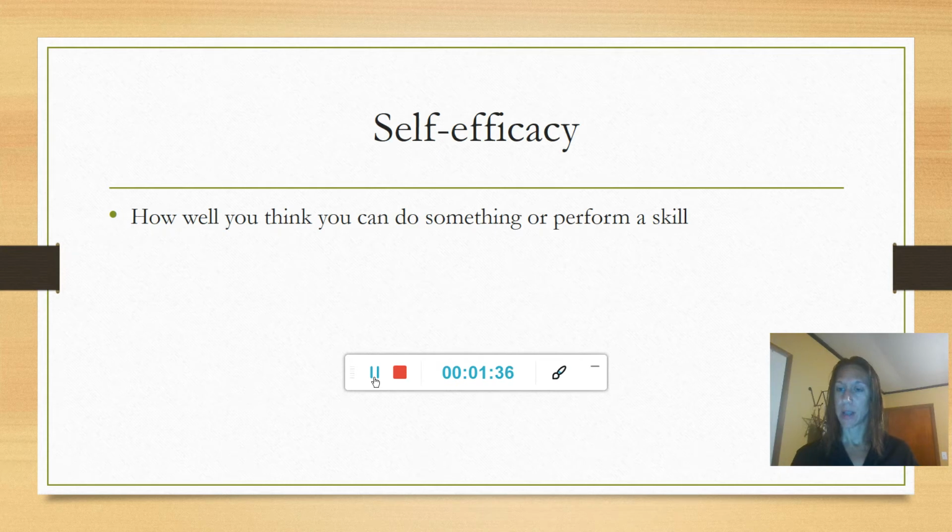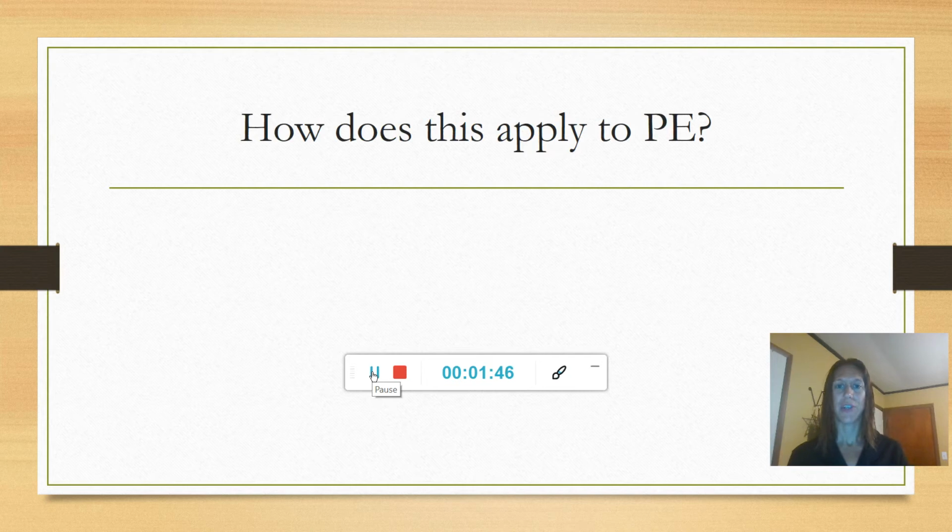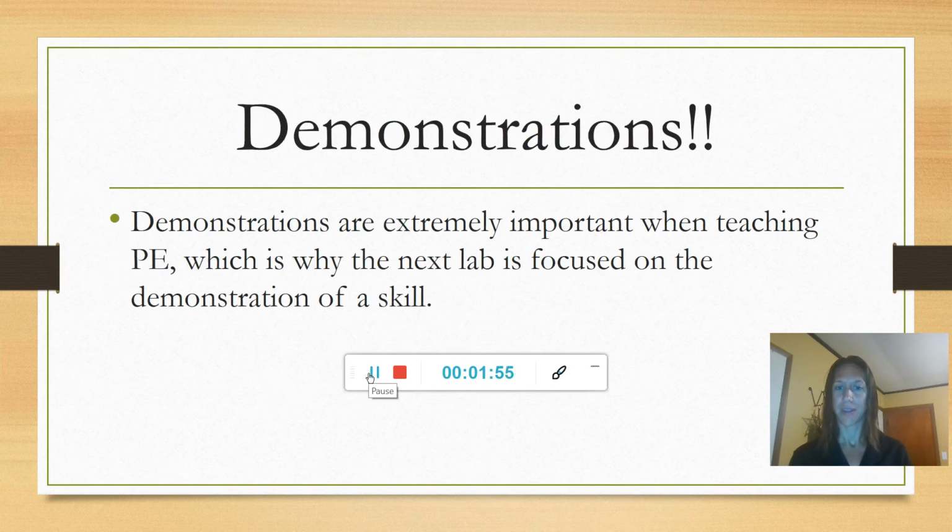Both of these things come into play when we're teaching physical education and when we're doing the demonstrations. I'm going to come back to those two theories a little bit later in the lecture. So how do these two things apply to PE? Why do I talk about self-efficacy and the social learning theory? It all has to do with demonstrations.